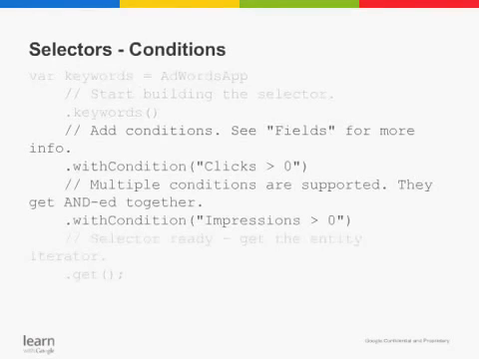Here, we're adding some conditions to the selector. We're adding the condition clicks are greater than 0 and impressions are greater than 0. If you add multiple conditions to your selector, they will be ANDed together so that you will only see a result if all of the conditions are satisfied.